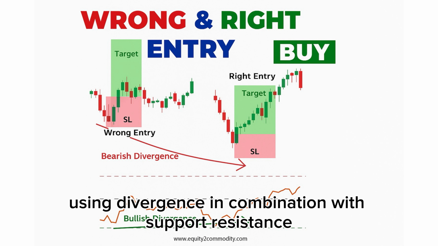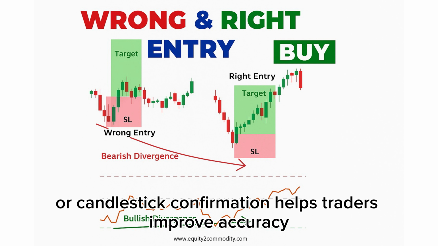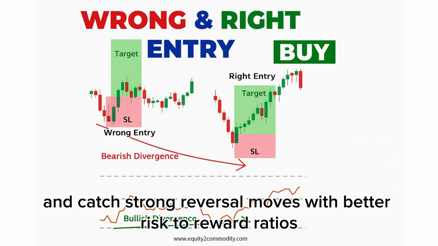Using divergence in combination with support resistance or candlestick confirmation helps traders improve accuracy, reduce stop-loss hits, and catch strong reversal moves with better risk-to-reward ratios.